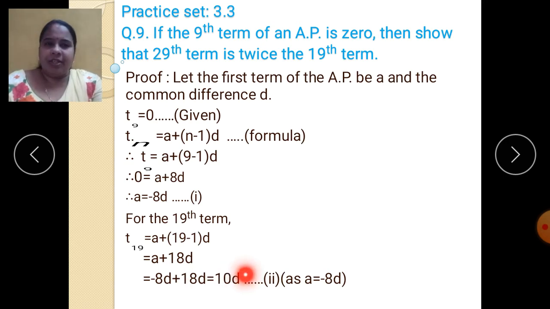How much? 10D. Correct? See, I have written the reason also here. So we get T19 is equal to 10D. Put it as equation number 2. After this, what do we know?